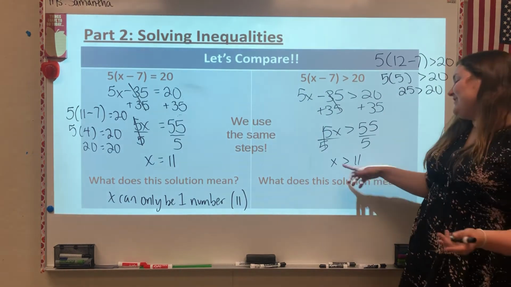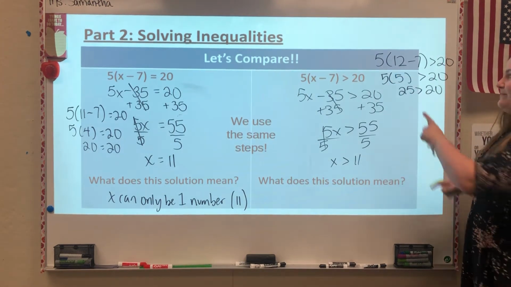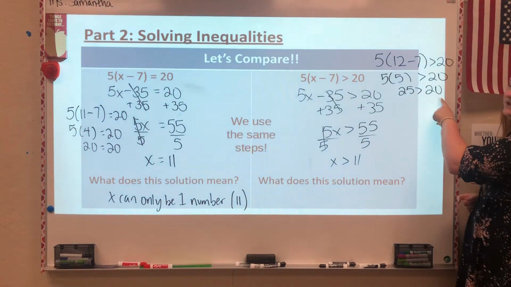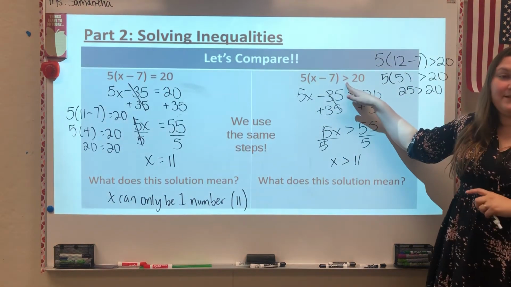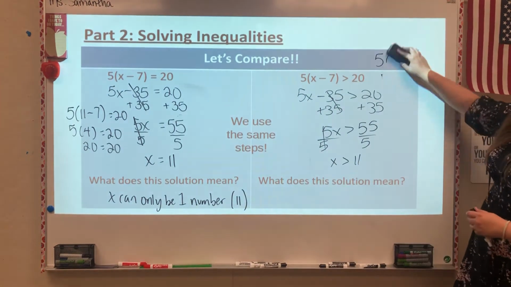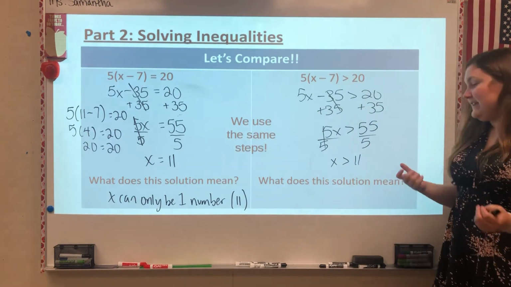You could pick fractions that are greater than 11. There are tons and tons of numbers you could replace x with to give you a left side that is greater than 20, just like our inequality says. So when it comes to the solving, it is very similar. But when it comes to what the solution means, they mean really different things.